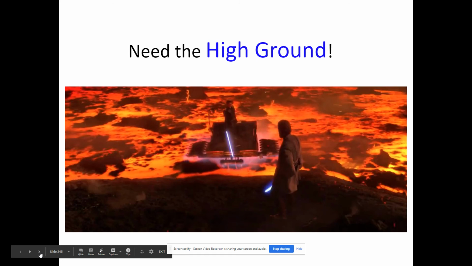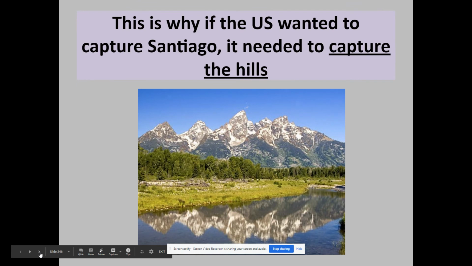Leads to one of my favorite scenes in the third Star Wars movie, where basically Anakin, the superior athlete, is going up against Obi-Wan Kenobi, and Obi-Wan says, "Don't attack me, I have the high ground." And this turned out not to work out well for the future Darth Vader. High ground, super important. So anyway, we captured the hills.